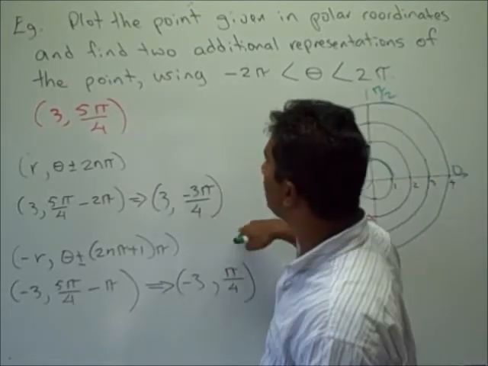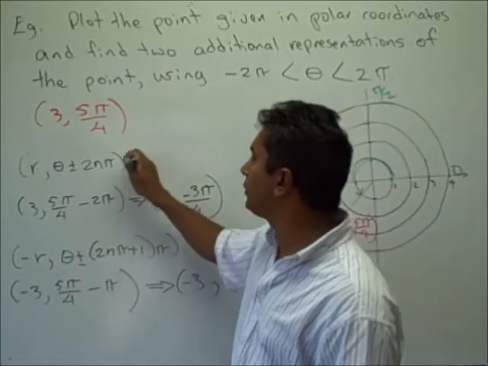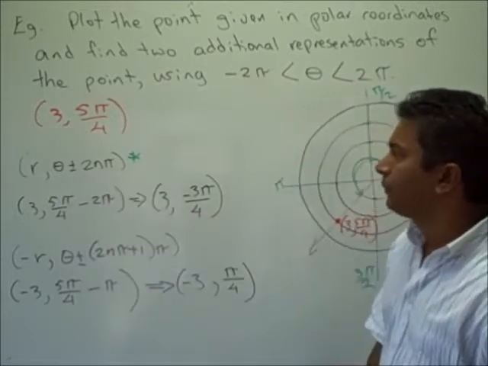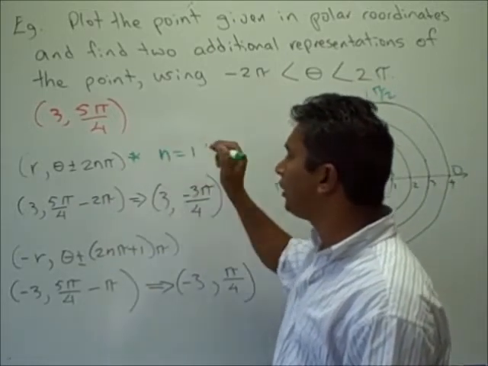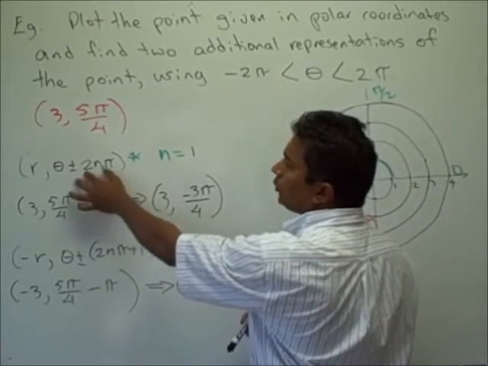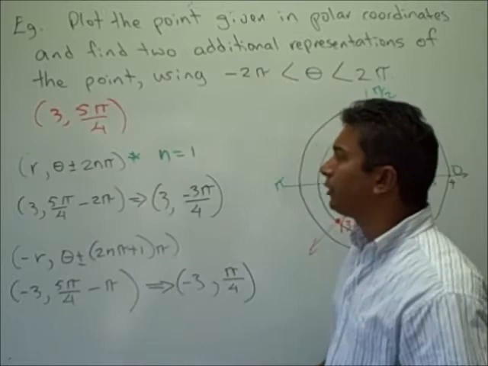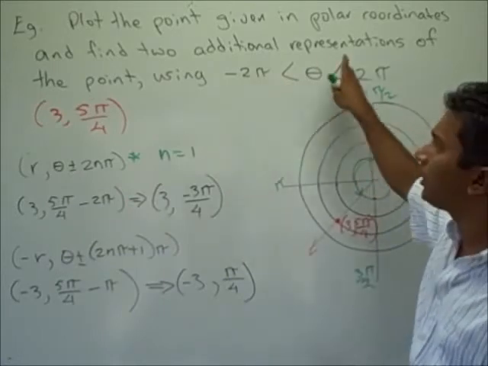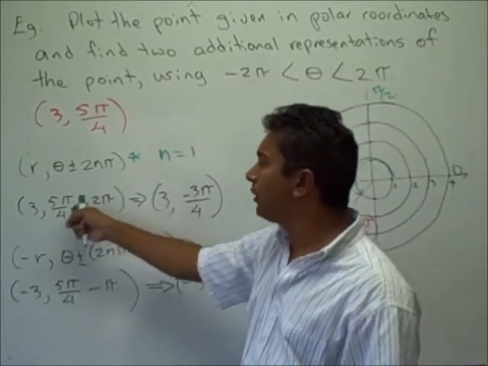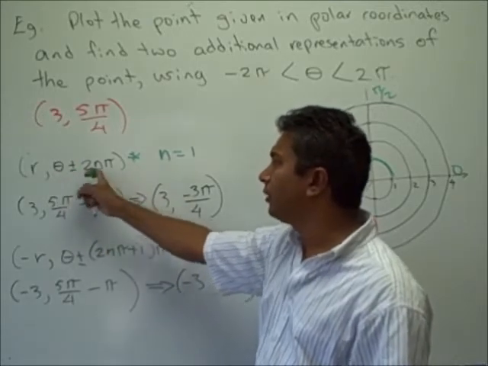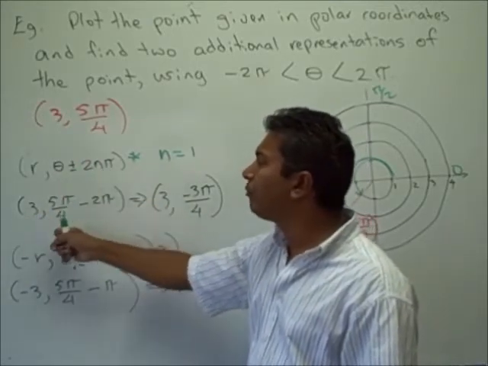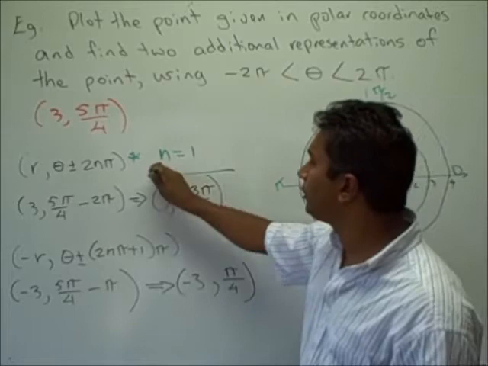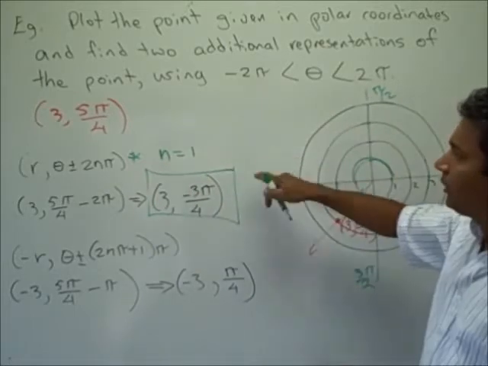Now to find two additional points, we can use our formula. We can use this formula here, which says it's r, theta plus 2n pi. Now if n is equal to 1, then this becomes plus or minus 2 times 1 times pi, or just plus 2 pi. Now if we add 2 pi to this angle theta, it's going to take us outside of our restriction. So we can subtract 2 pi instead, since this is plus or minus 2n pi. So now we have 3, 5 pi over 4 minus 2 pi, which gives us 3 and negative 3 pi over 4. So here is one of our additional representations of the same point.